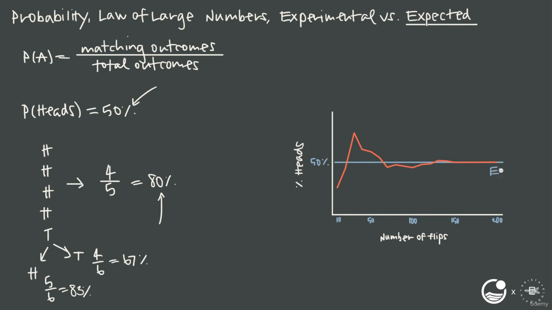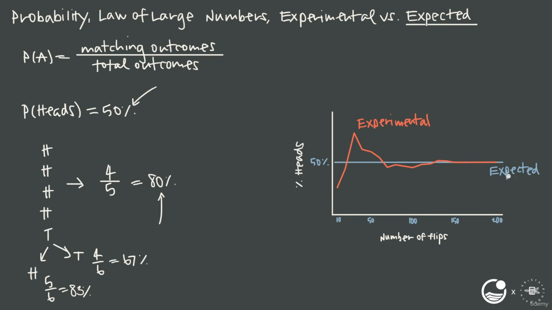So this is our expected probability. And this is our experimental probability, which wiggles in both directions, up and down around expected probability until eventually it converges to be closer and closer and closer to expected probability. And experimental probability will get closer to expected probability the further we go out along this horizontal axis. In other words, the more times we flip the coin. That is the law of large numbers. It tells us that experimental probability will get closer and closer to expected probability as we run the experiment more and more.